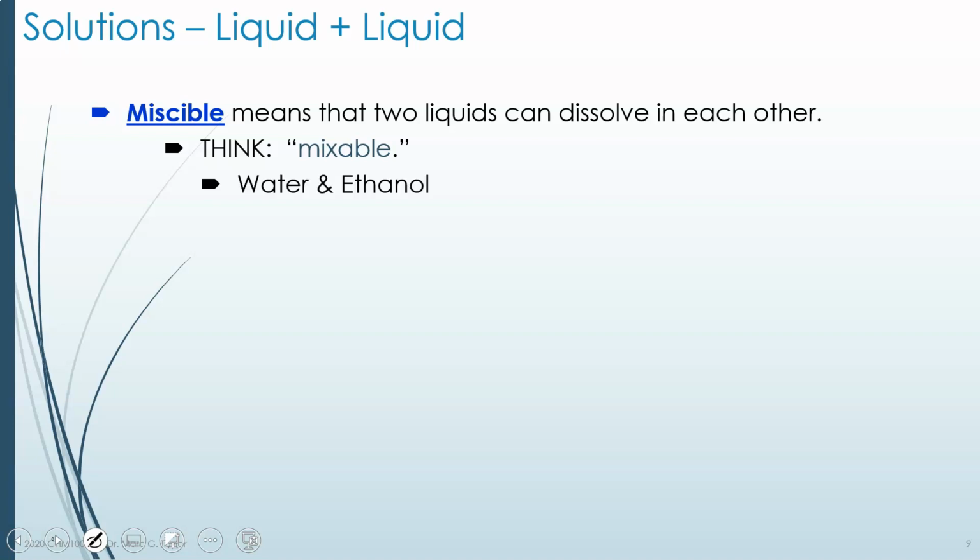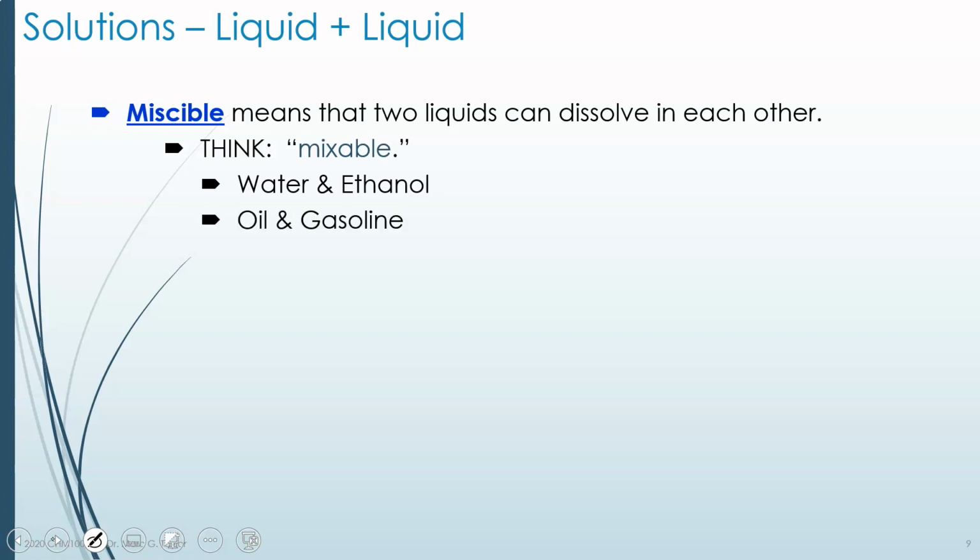So what's mixable? Well, water and ethanol. Ethanol is a very small organic molecule. Most organic molecules do not dissolve in water, but ethanol is very small, and it has a hydroxyl group, an OH group on it, and so it can form hydrogen bonds with water. So it's very stable dissolved in water, and you can make ethanol solutions up to very high concentrations.